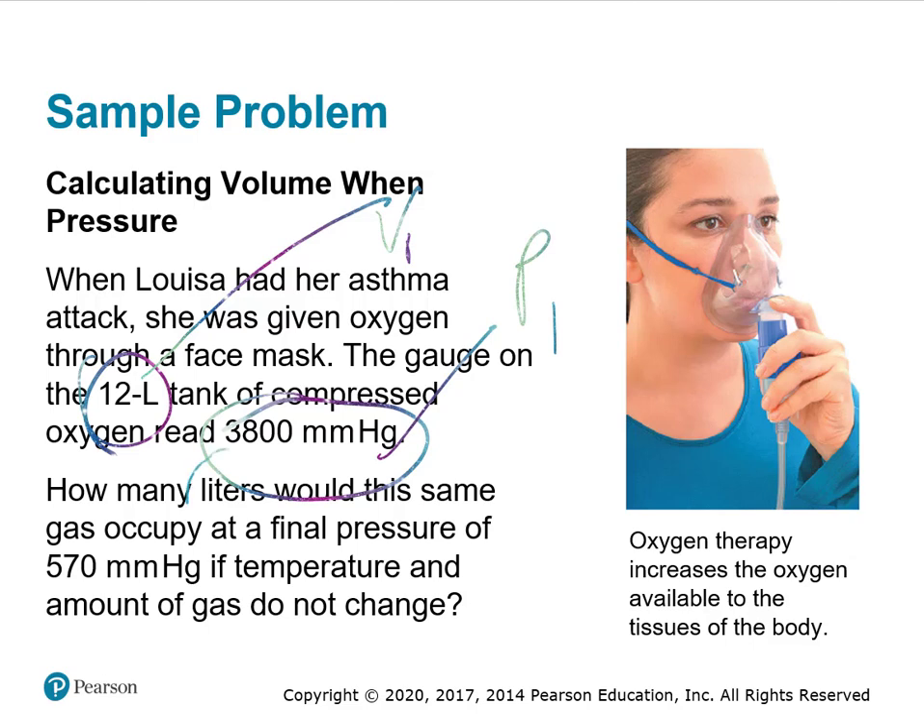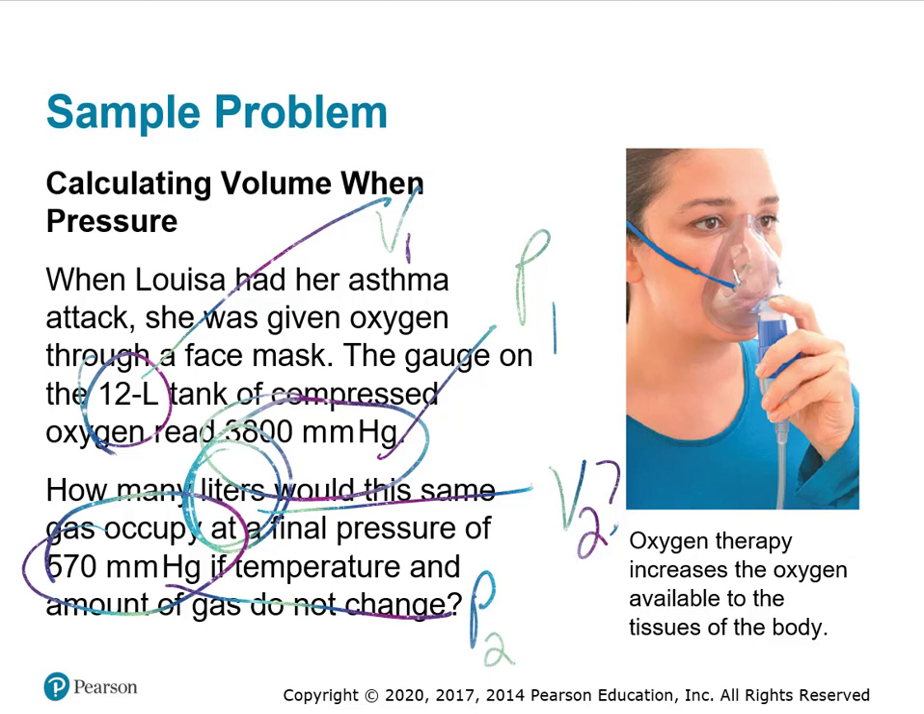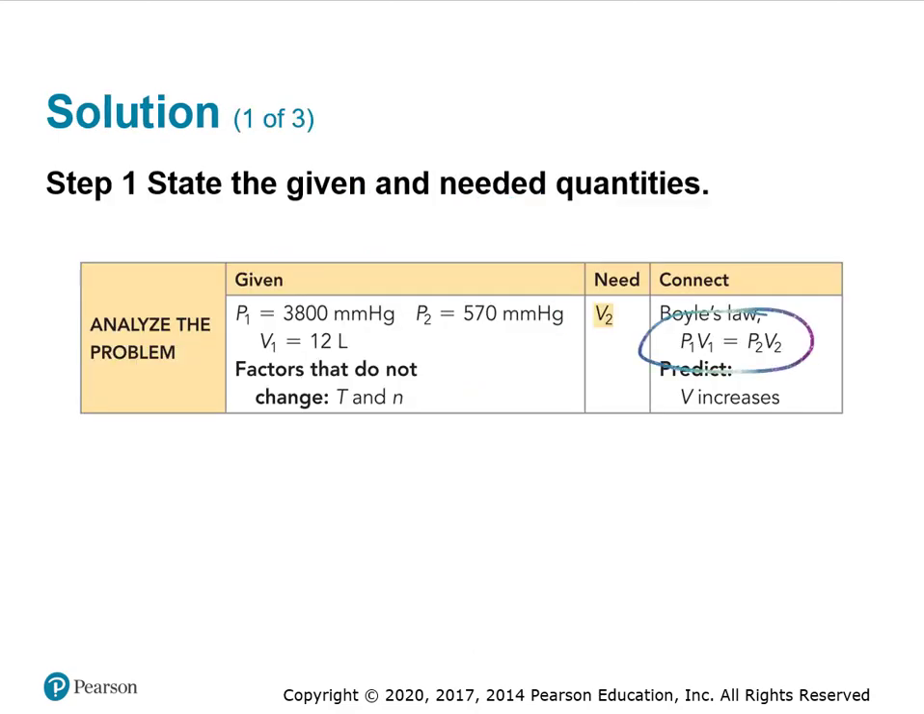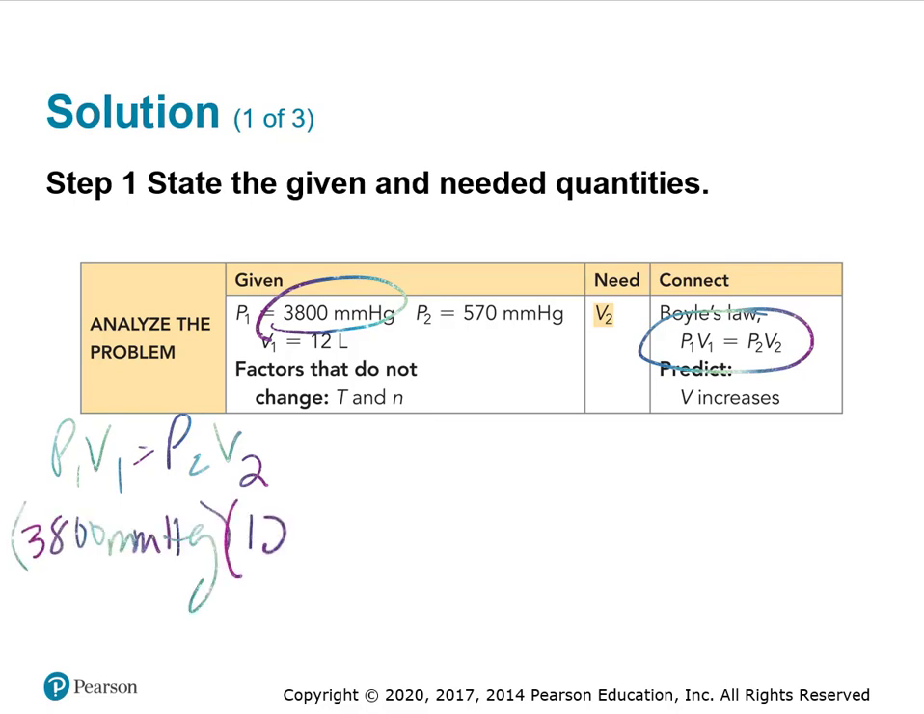How many liters, okay, so it's asking us to find V2, would the same gas occupy at a final pressure of 570 millimeters of mercury? So that's our P2. We're given an initial volume, an initial pressure, and a second pressure. We can find out what V2 is. Using P1V1 equals P2V2, let's plug in what we know. P1, we've got 3,800 millimeters of mercury. V1 is 12 liters. We need to find out what V2 is.